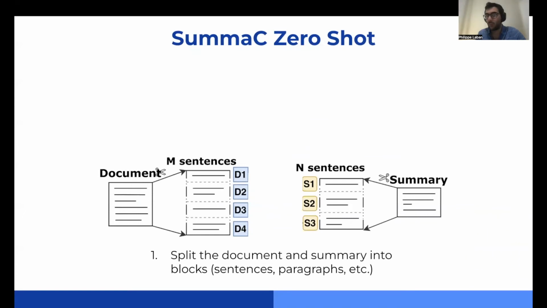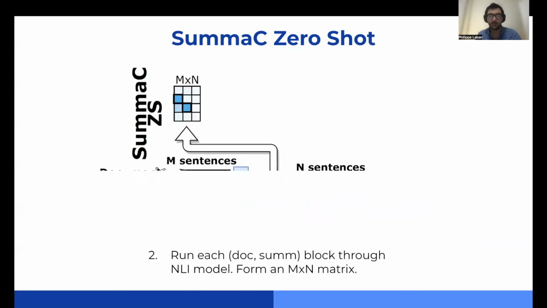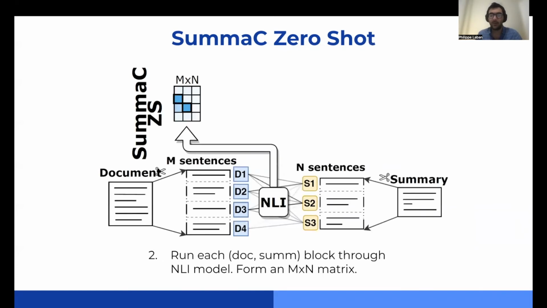So this is why we propose our first model, SummaC zero-shot. First, we take the document and split it into blocks. Blocks can be sentences or paragraphs. They can be of various size. We also split the summary into the same blocks. Then we run an NLI model on every single document and sentence block. And we obtain an n by n matrix in which we put one entailment score from document summary sentence pair.